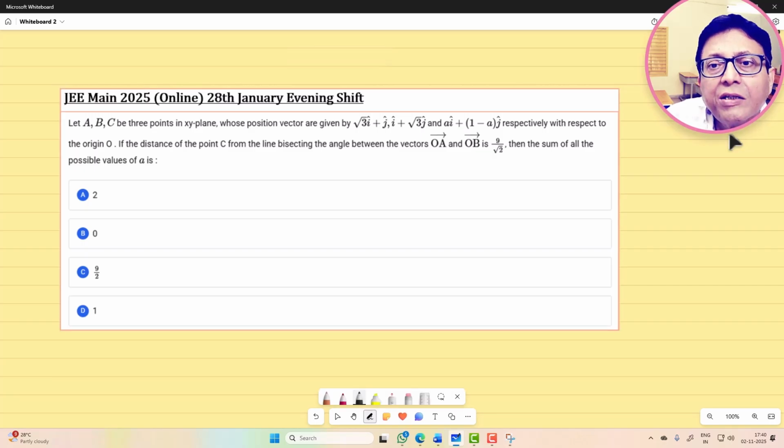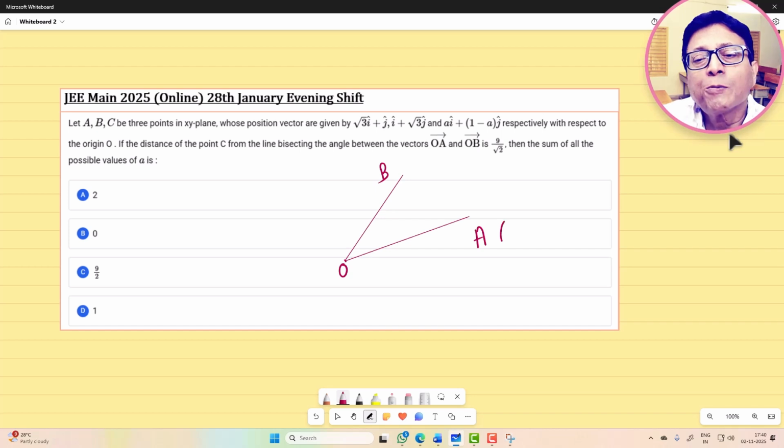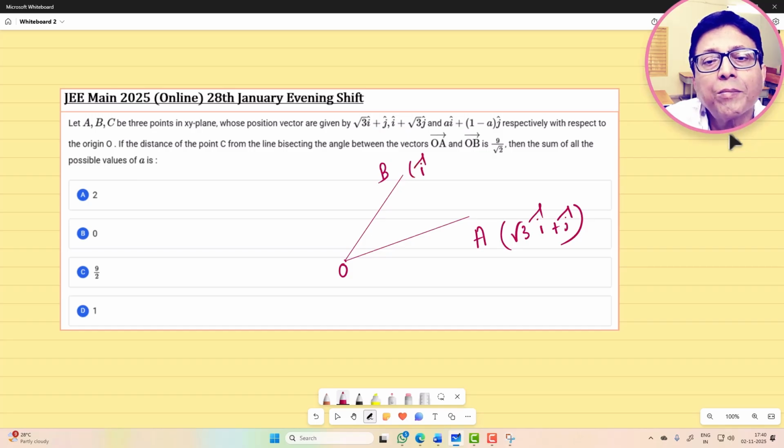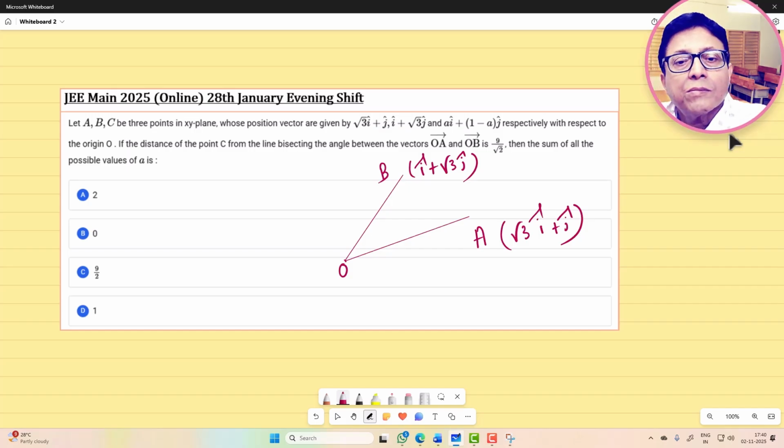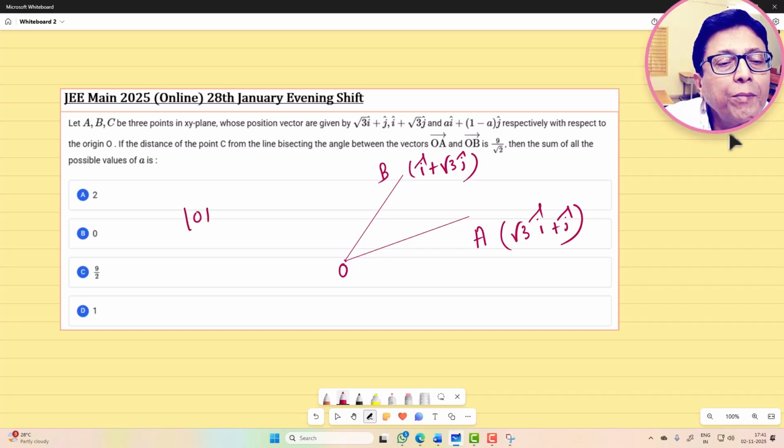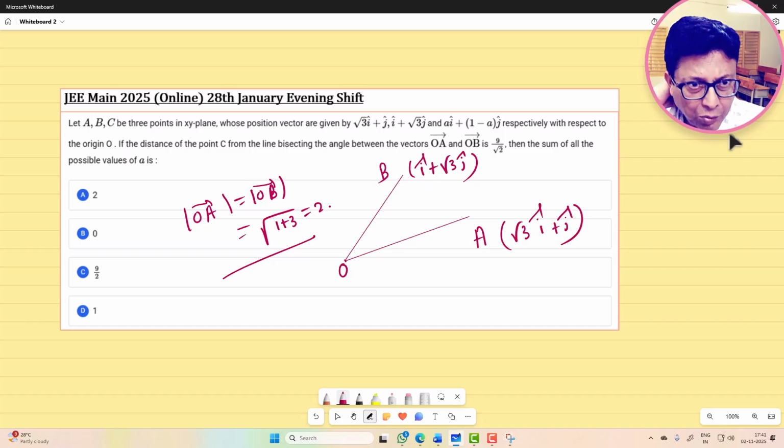Let me get the geometry. Is 9/√2, they have given. So this is A and this is B. A has position vector √3i plus j and this one i plus √3j. So length of OA and length of OB, both are equal to √(1 plus 3). This is equal to 2.